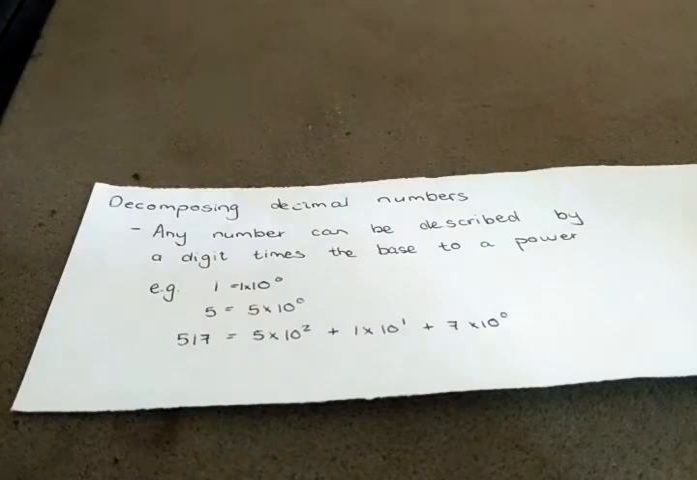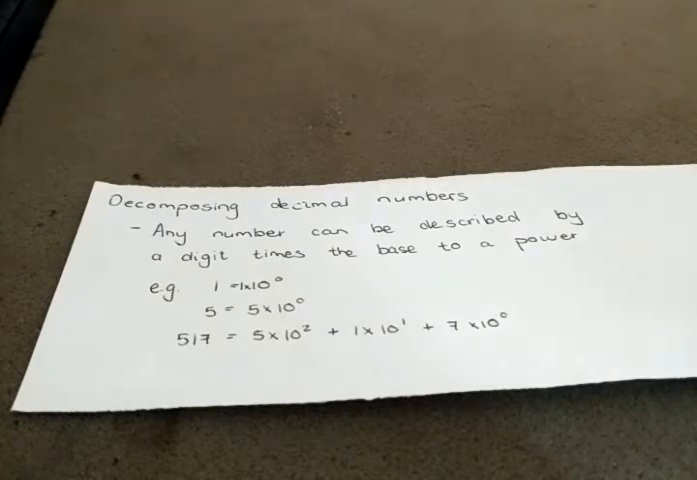A number can be described by a string of digits multiplied by the base to a certain power. For example, 1 equals 1, which is the digit, times 10, which is the base, to the power of 0, which relates to the position of that digit in a string. To make it more clear, let's jump to the last number, 517.